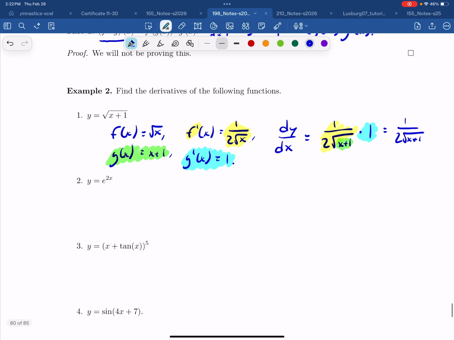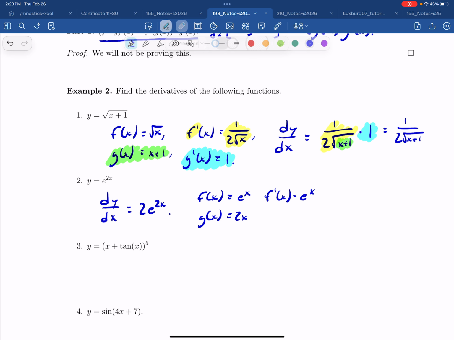Let's look at number 2. Well, we already knew the derivative of this. We knew that dy over dx equals 2 e to the 2x. But let's see if there's another way, maybe an easier way, so we don't have to use the product rule. Well, we know f of x, again, the outer function, is going to be e to the x. G of x, the inner function, equals 2x. We know f prime of x equals e to the x. We know g prime of x equals 2.